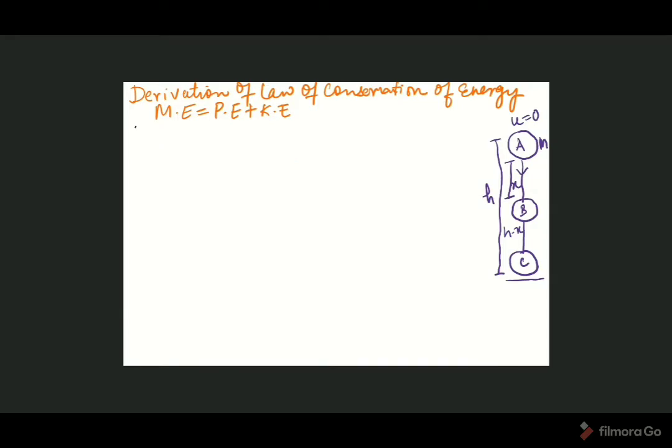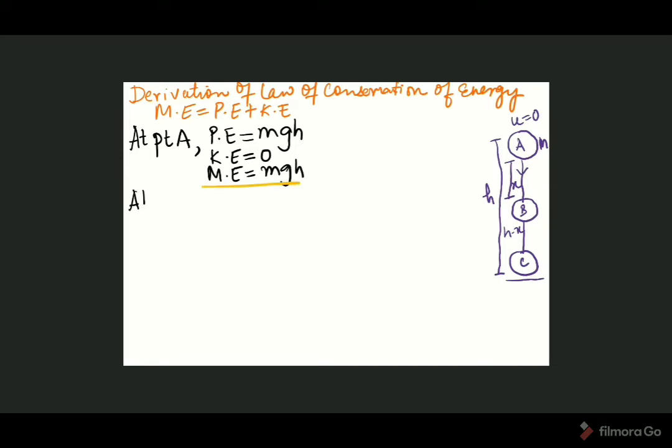points. So point A, let's say at point A, the potential energy will be the maximum, which is equal to mgh, and kinetic energy will be 0 because the body was at rest. So the total mechanical energy will be equal to mgh. Now we'll calculate the energy at point B.